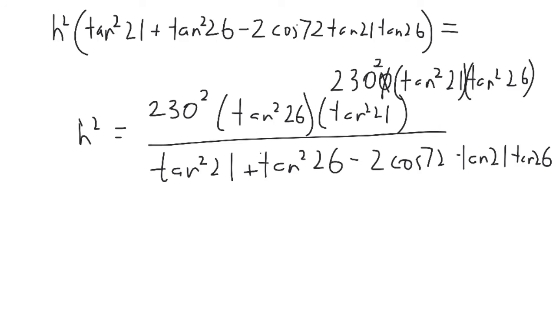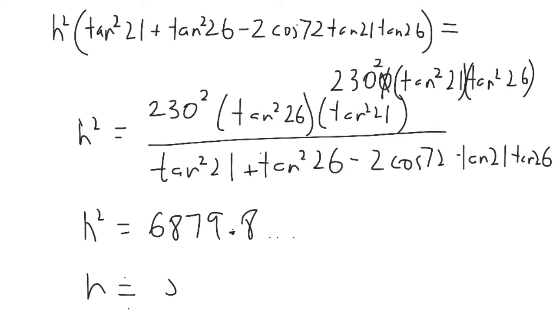What we end up with for h squared after all that is 6879.8, and we take the square root of that, and h is approximately 82.94 meters, correct to 2 decimal places. Now I'll give it to you, that is a lot.